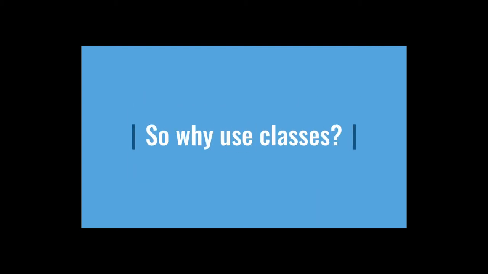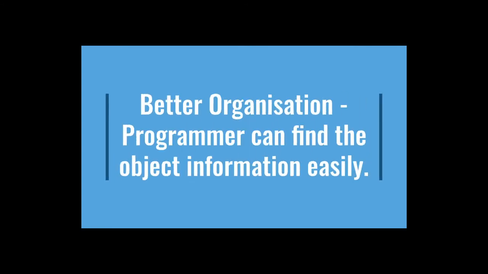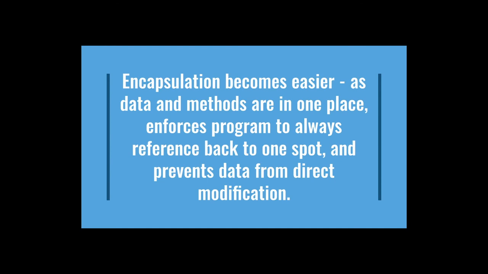So why use classes, you ask? Better organization. The object information is stored in one place where it can be easily retrieved. As data is stored in one place, it can't be changed in any other part of the program, and therefore enforces strict control over the data.